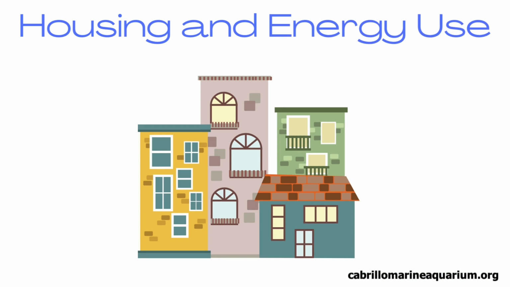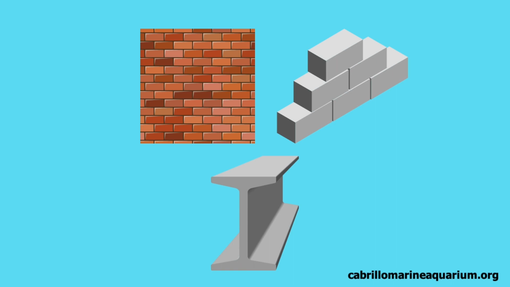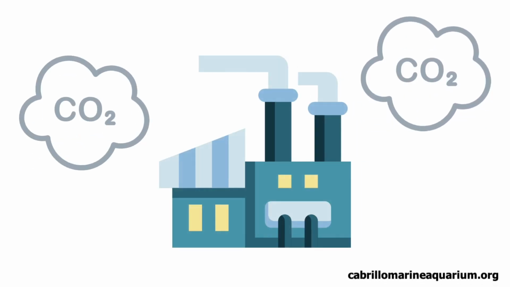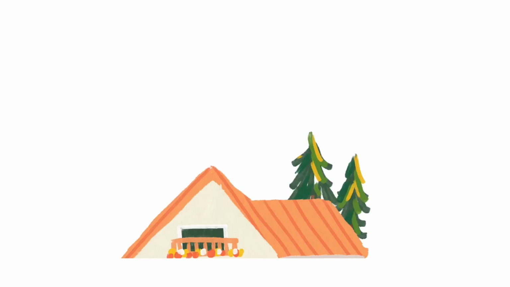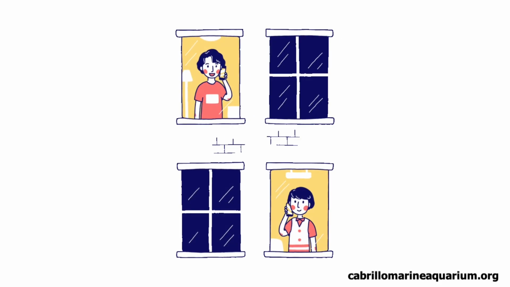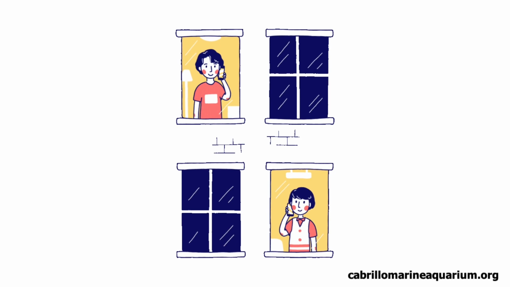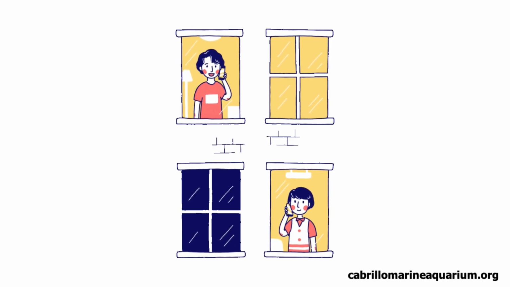Let's talk about housing. Houses made from brick, concrete, or steel are less sustainable because the production of these materials produces large amounts of greenhouse gases. And what about the type of house you live in? In general, it's more sustainable to live in an apartment building versus individual housing. This is because energy use is typically more efficient.